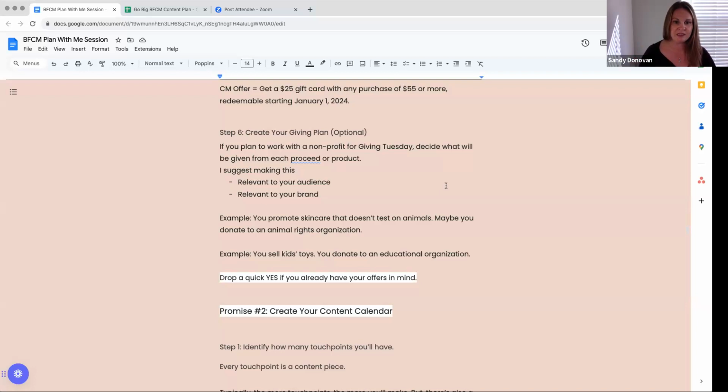It creates desire because if they purchase, they get to feel good about donating to a charity that they feel good about on that day, but it's a very short period of time that it's happening. So that could really help as well. If you don't have that, that's okay. Skip that. And we will talk about what else you can do when we go over the content calendar. So just an example for this, if you sell kids toys, maybe you want to donate to an educational organization. So something that that audience will care about. If you promote skincare that doesn't test on animals, maybe you want to donate to an animal rights organization, because again, that's something your audience finds important and cares about.